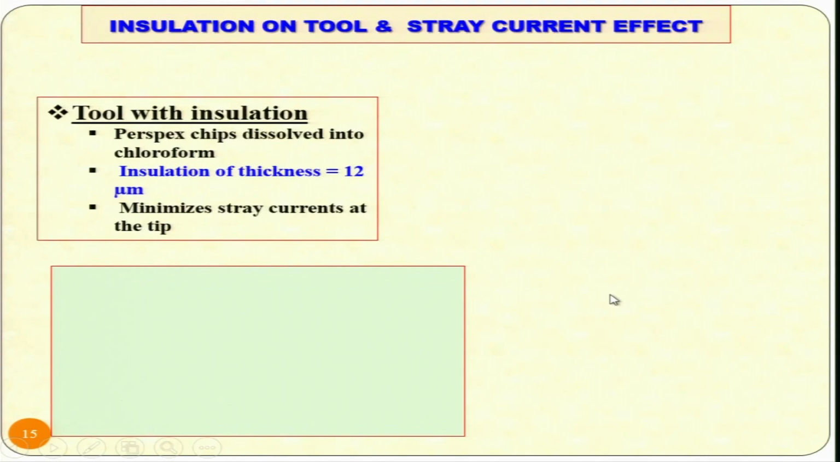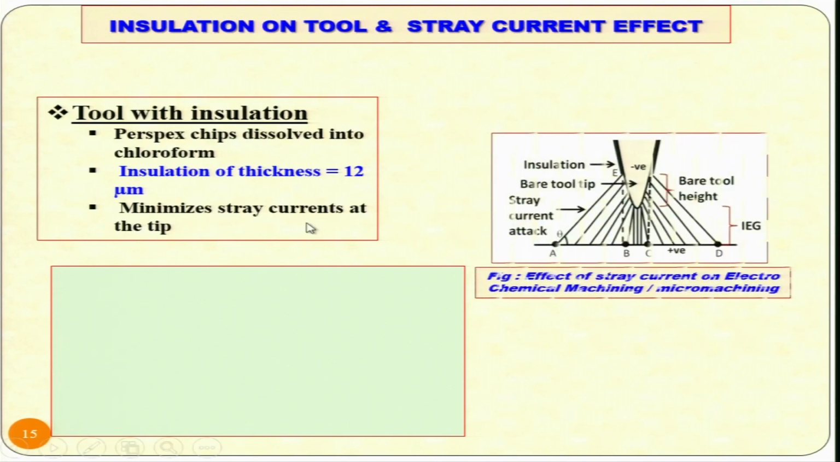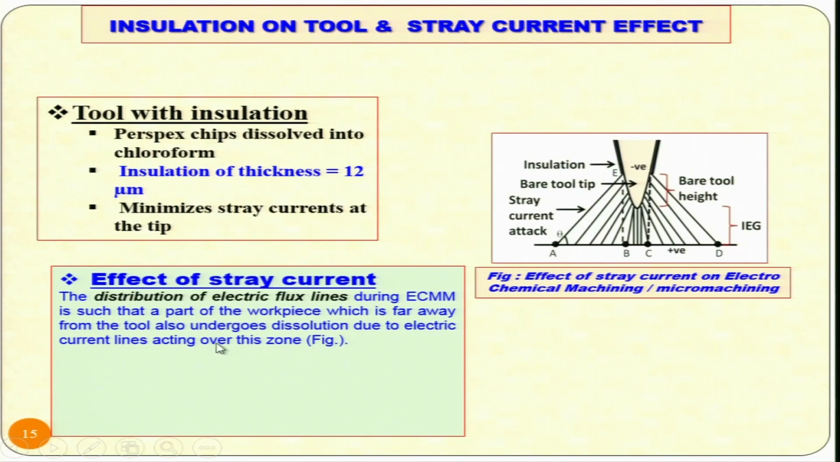Insulation tool and stray current effect further. For the tool with insulation, Perspex chips are dissolved into chloroform. How to prepare this insulation or coating on the tool? The student dissolved the Perspex chips into the chloroform. Insulation of thickness 12 micrometer was done, or a layer of 12 micrometer thickness was coated on the micro tool. It minimizes stray current attacks at the tip that we have seen already in the earlier slide.